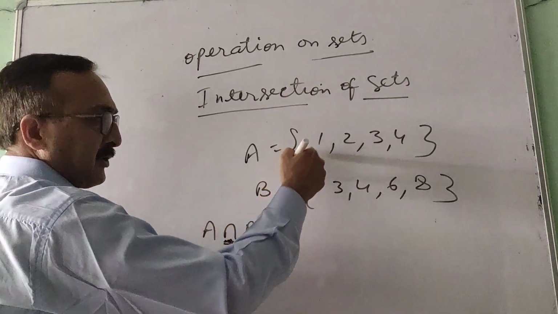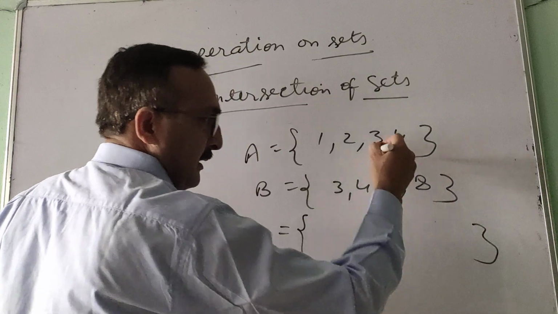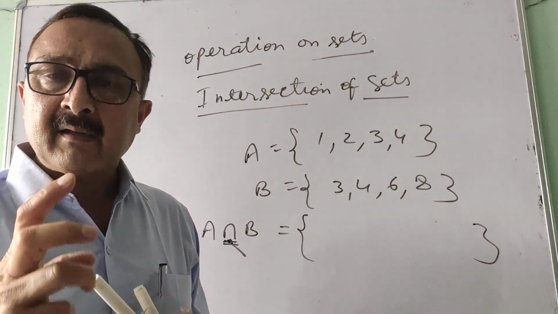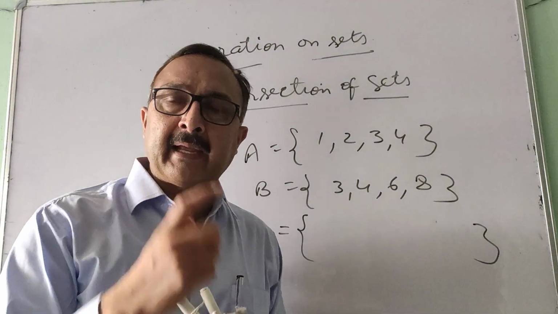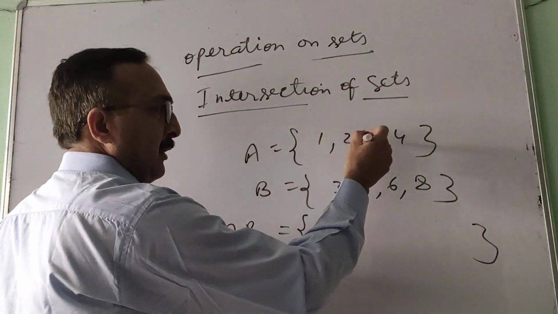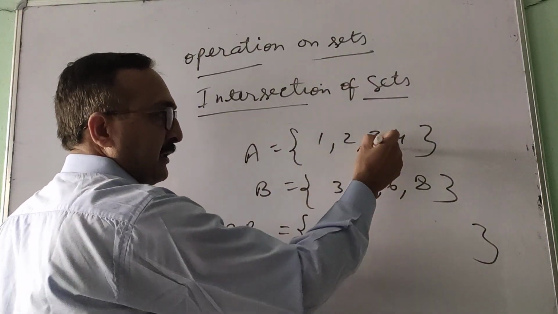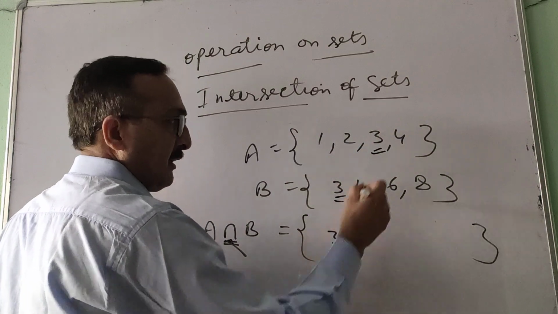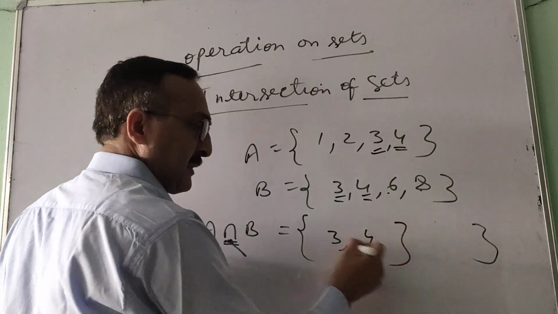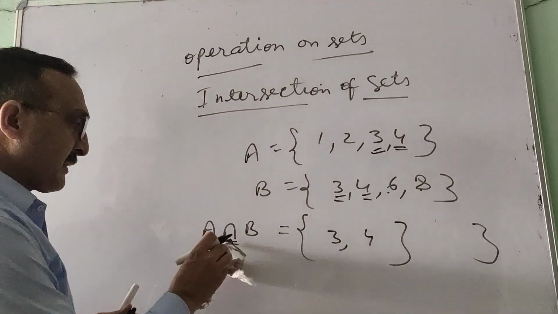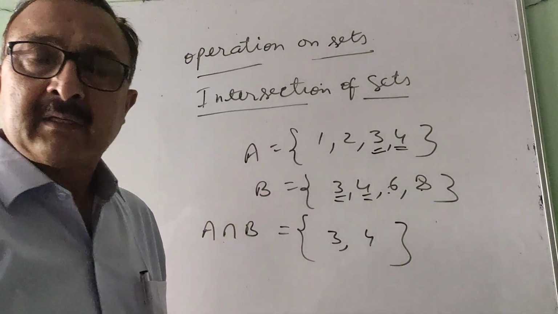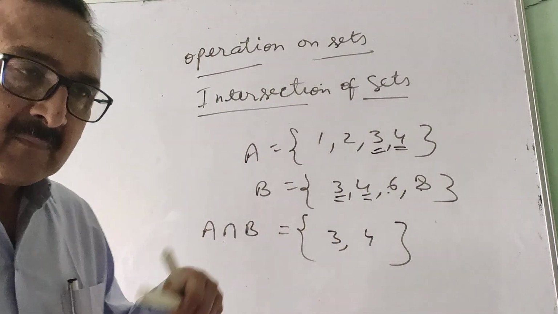So in both the sets you find the common elements. What do you have to do? Note the common elements. So what is common? 1, is it in B? No. 2, no. 3, yes, 3 is there, you write 3. 4 is there, you write 4. 5, no. 6, no. It means this is A intersection B. Is that clear? Understand?